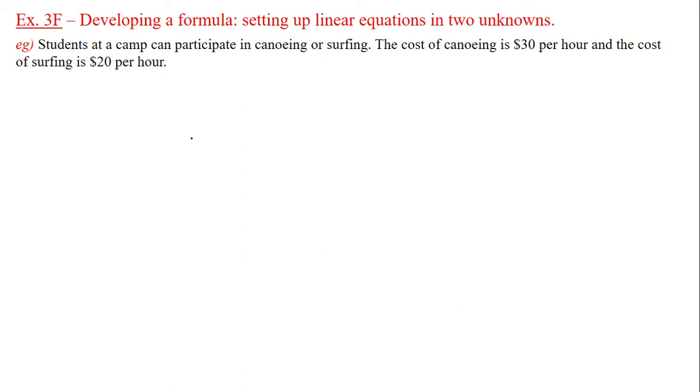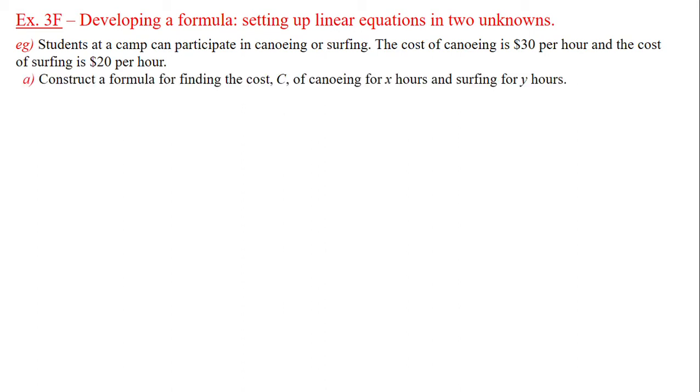Our example is that students at a camp can participate in canoeing or surfing. The cost of canoeing is $30 per hour and the cost of surfing is $20 per hour. So your aim with a worded question should be to read it and then see what the question wants you to solve. In this part A, we're going to construct a formula first for finding the cost, and we're told the cost is C, of canoeing for X hours and surfing for Y.